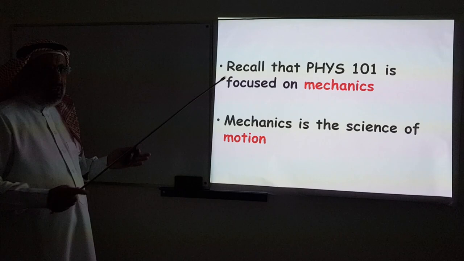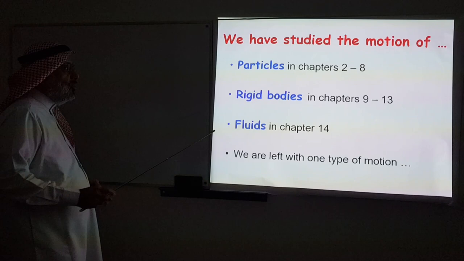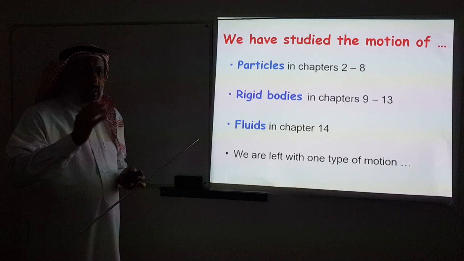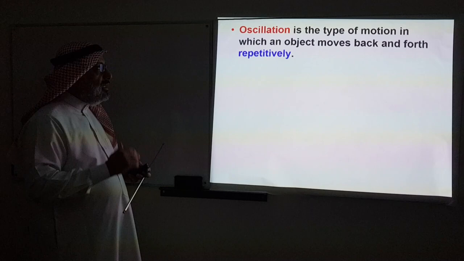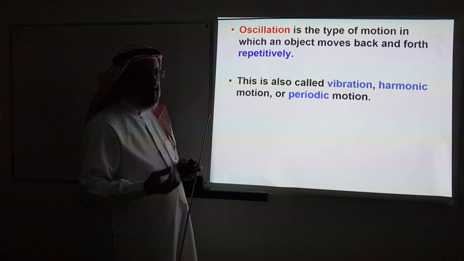We have studied the motion of particles in chapters 2 to 8. We have studied the motion of rigid bodies in chapters 9 to 13, and the motion of fluids in chapter 14. And therefore, we are left with one type of motion, an extremely important type of motion, and that is oscillation. Oscillation is the type of motion in which an object moves back and forth repetitively about a reference point or a reference line. It is also called vibration, harmonic motion, or periodic motion.